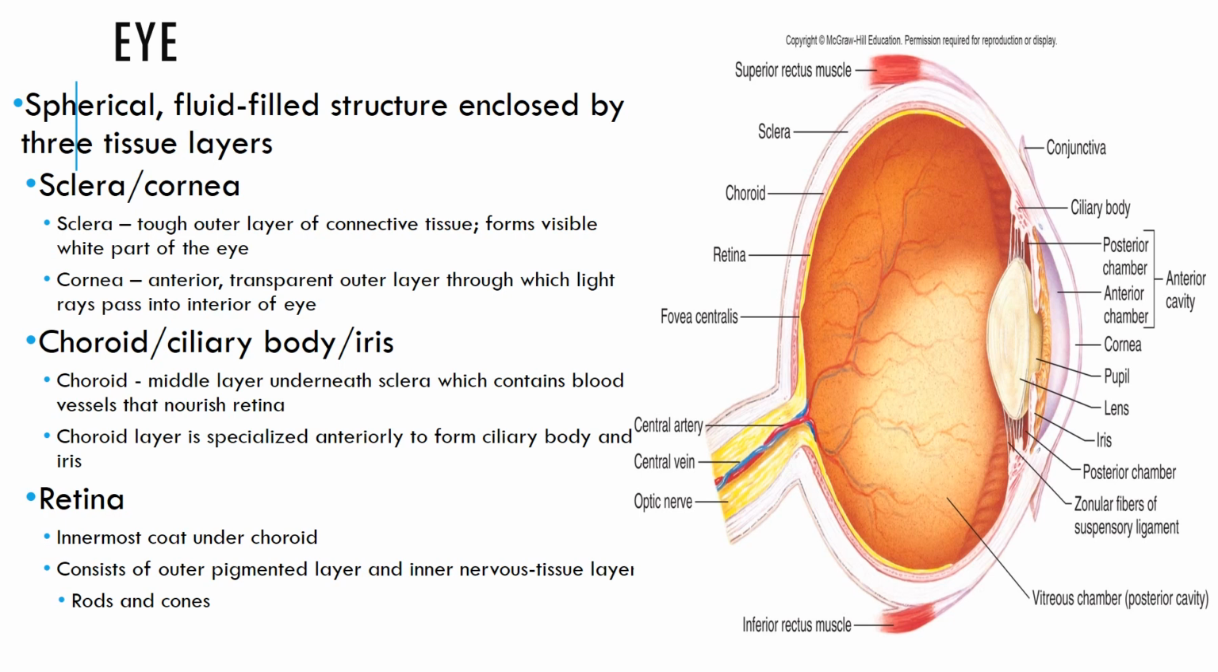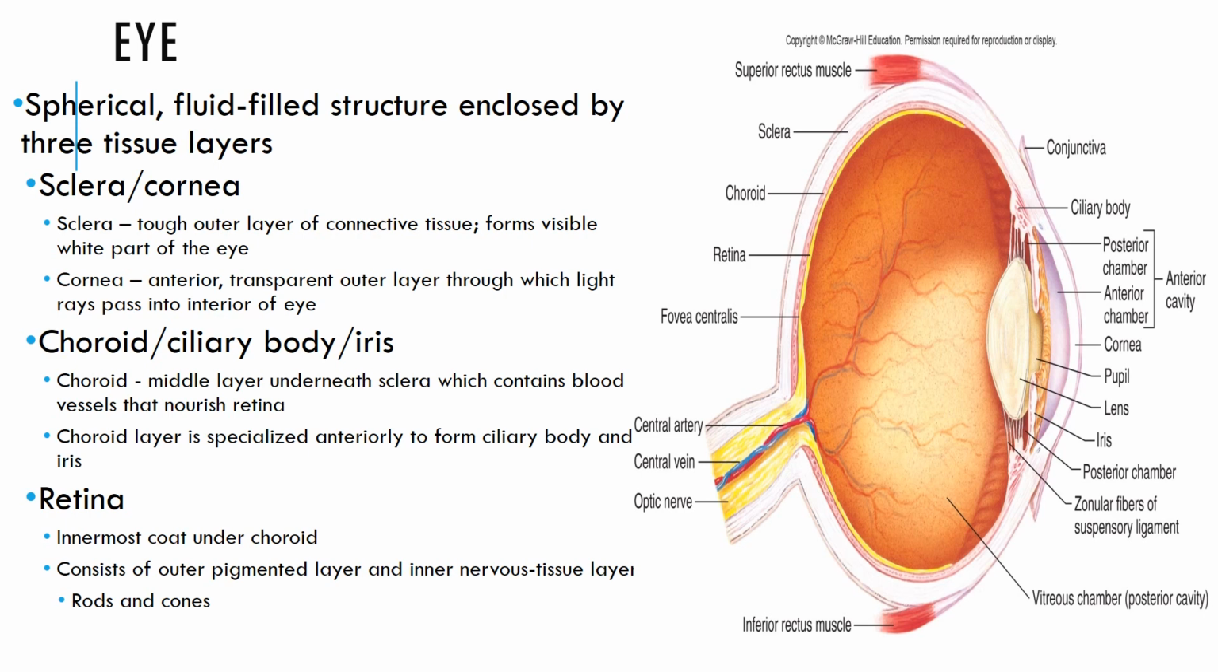Well, most bacteria. So the eye is also spherical, and it has a fluid-filled structure, and it's made of 3 different layers. So we have the sclera, the choroid, and the retina. The sclera is the tough outer layer of connective tissue, and it forms the visible white part of the eye. And the cornea is the anterior transparent outer layer through which the rays pass and then project light into the interior of the eye.